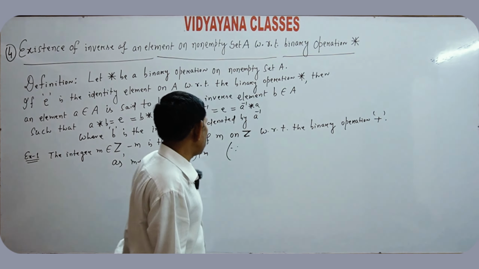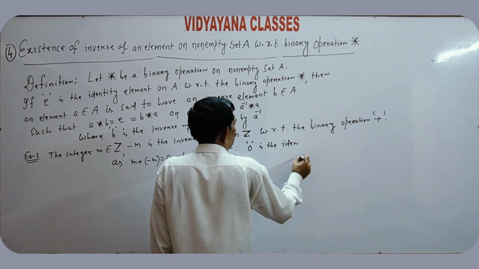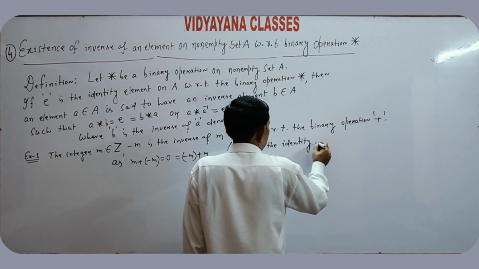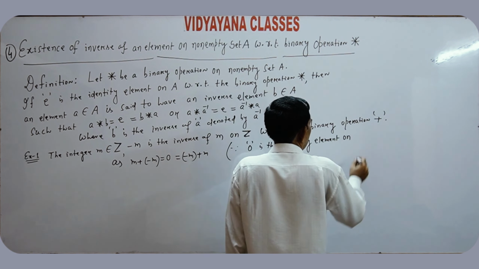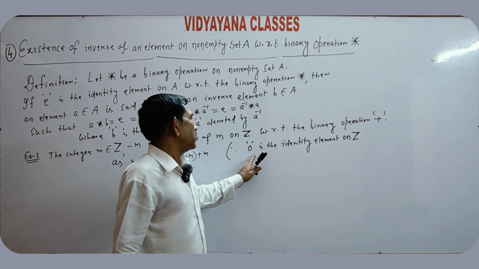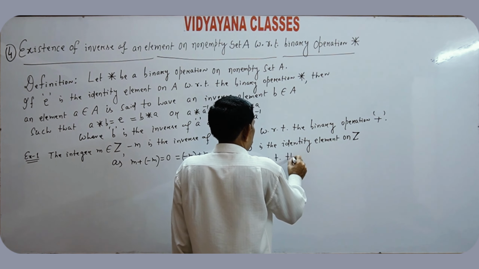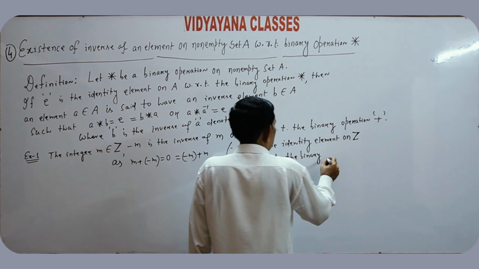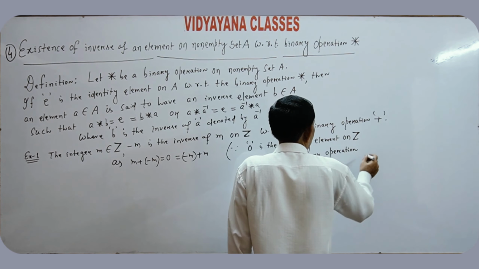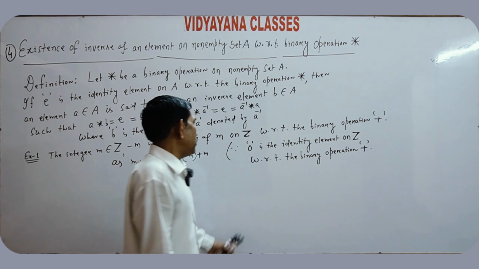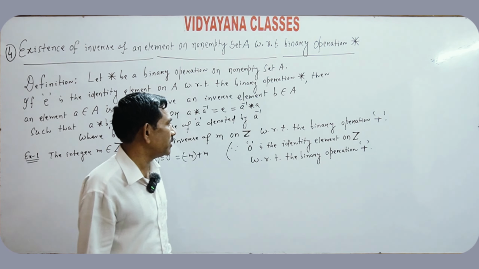Since the binary operation is plus, 0 is the identity element on Z, that means the set of integers. 0 is the identity element on Z with respect to the binary operation, that is addition. 0 is the additive identity, denoted by the plus sign.